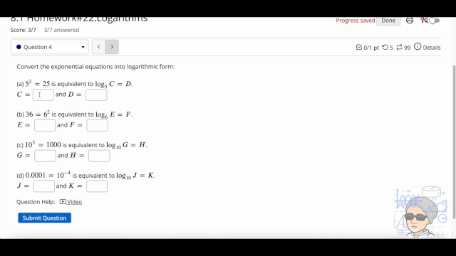Log base 5 of 25 equals 2. 5 to the 2nd power gives us 25. So 25 will go here, and 2 will go there. If you just follow that structure, notice that they just reversed it here. They're trying to trip you up. But the same kind of thing. This is 36, and 6 to the 2nd power is 36.